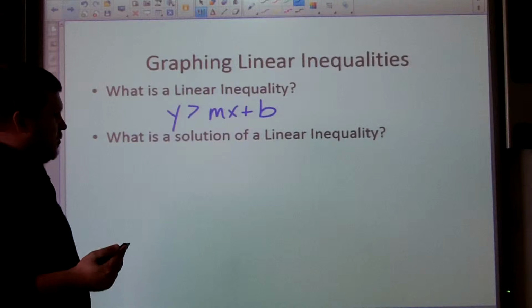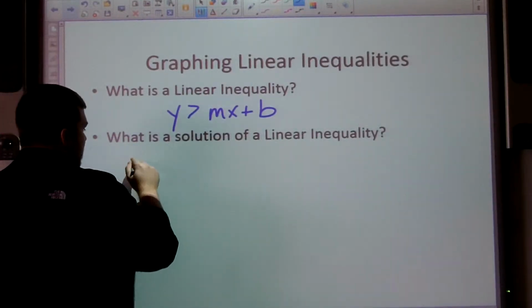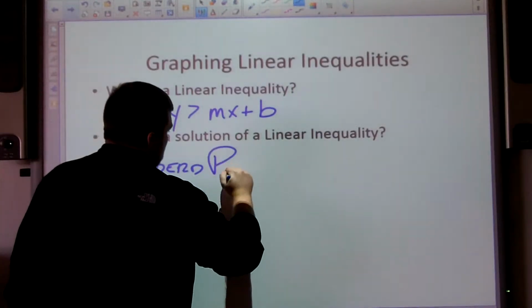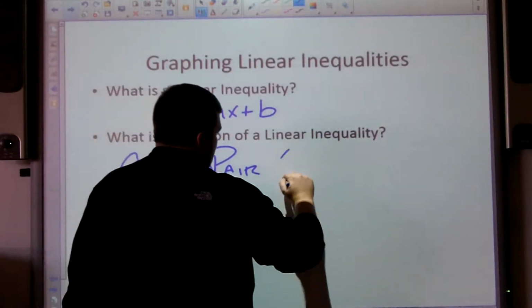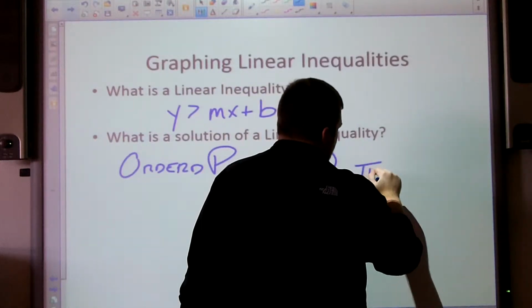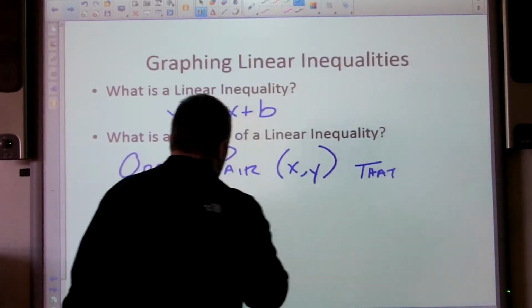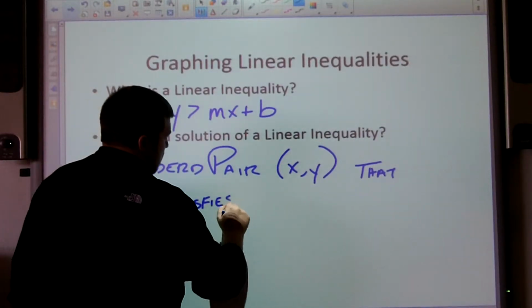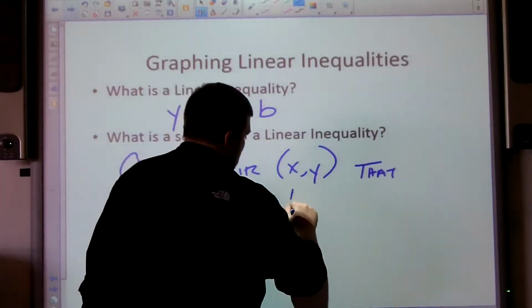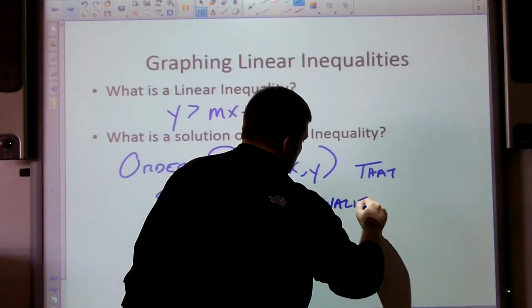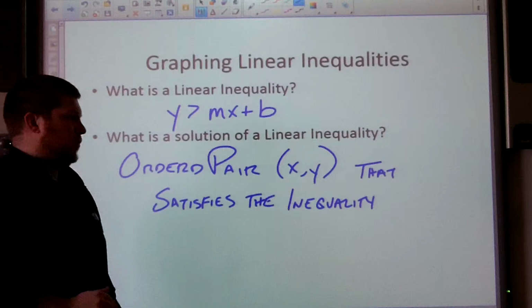And what is a solution? Well, now it's going to be an ordered pair that satisfies the inequality.